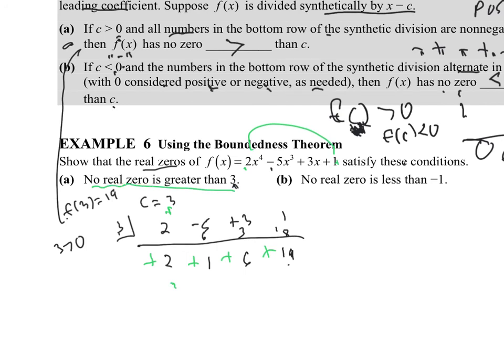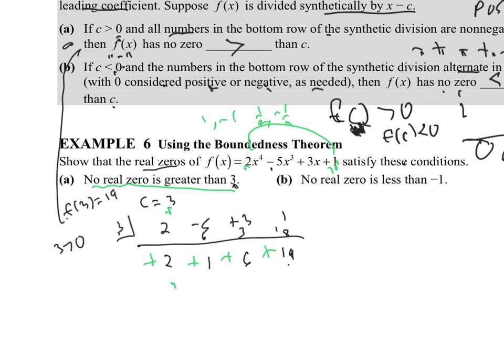I wouldn't have tried it anyway. I would have tried a 1, or a negative 1, or a half, or a negative half. 1, negative 1, 1 half, negative half. Why would I have tried a 4? I wouldn't have tried it.